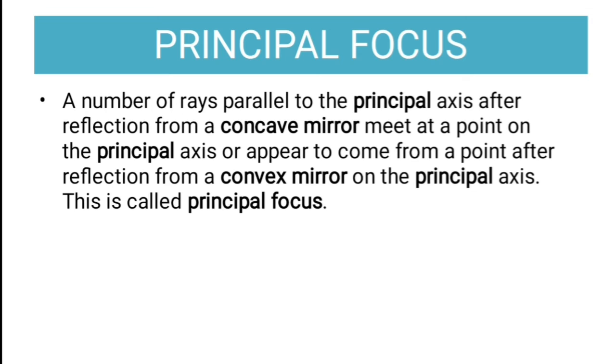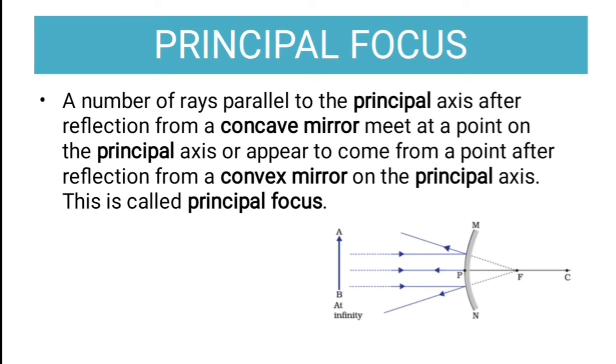As you can see, this is for a convex mirror. There is not much difference as such, but here the rays don't actually meet together, they appear to meet. So that's the difference. In case of a concave mirror, they actually meet, whereas in case of a convex mirror, they appear to meet.